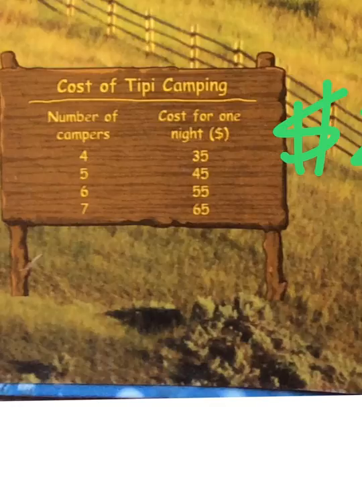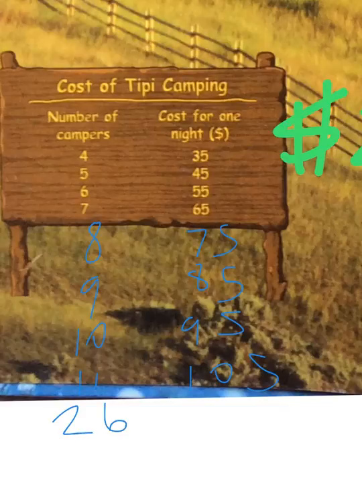Let's do blue. Okay, some of you might have went 8, 9, 10, 11, and came up with all the different numbers. So 8 would be $75, 9 would be 85, and plus 10, Mr. Nicanor, come on now. And that would be 95, and that would be 105, and you would just keep going until you got to 26, and then you would get 255.